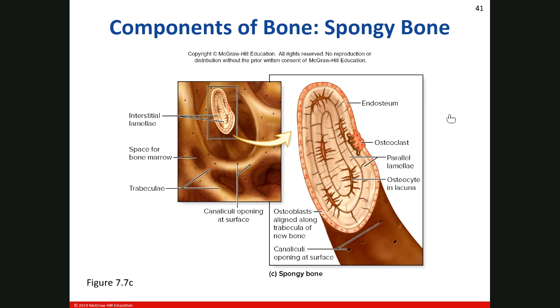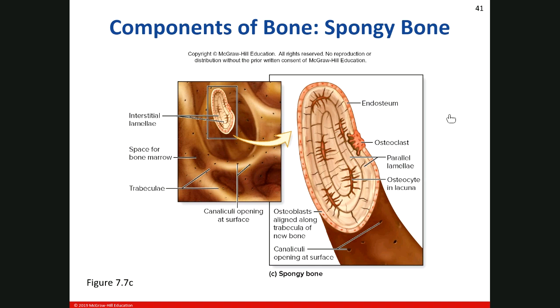But now we're going to talk about how the bone is modeled. Why does a rib look like a rib? Why do the long bones in your fingers look like long bones? Well, we started off with a cartilage model, and then we transformed that cartilage model into a bony model.